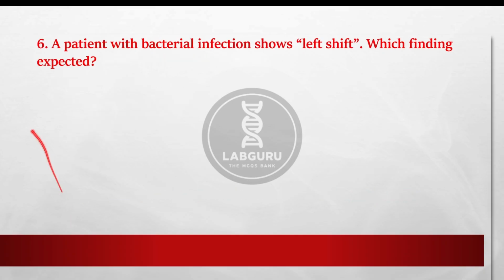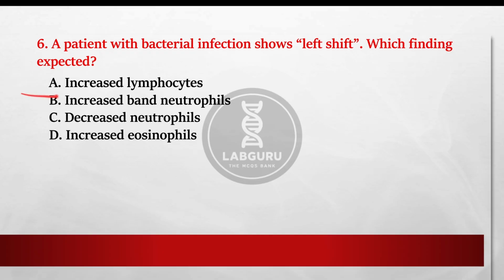Question number 6 is: a patient with bacterial infection shows left shift. Which finding is expected? Here the options are: option A is increased lymphocytes, option B increased band neutrophils, option C decreased neutrophils, and option D increased eosinophils.